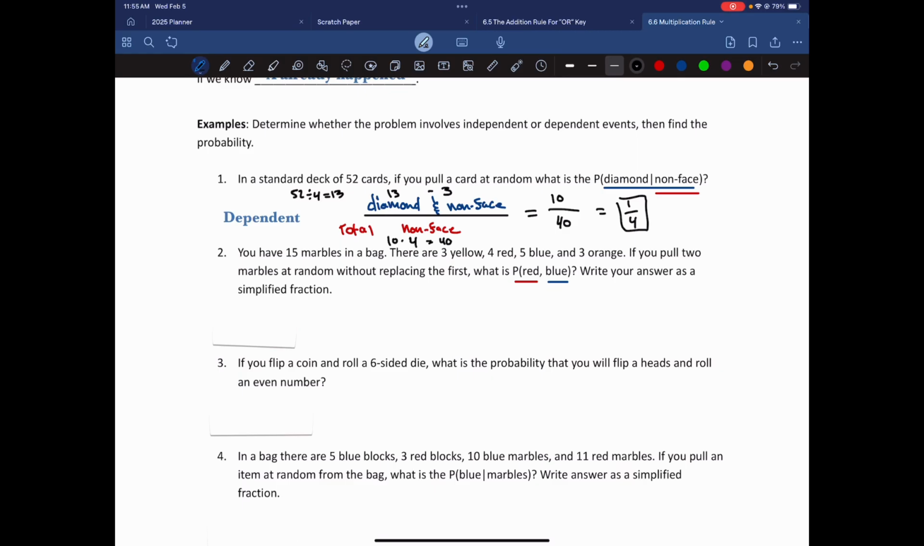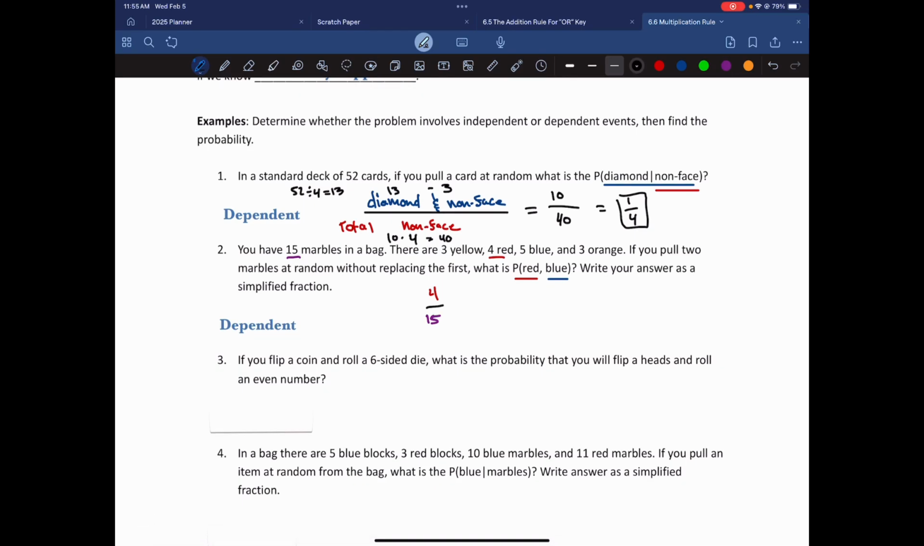Well, my biggest hint here is I'm pulling 2 marbles out and I'm not replacing them. Without replacement, that's our indicator that we are in a dependent event. So if I'm looking at the probability of pulling a red out, well, I have 4 reds, right? I'm going to put that over my total amount of marbles, which is 15.